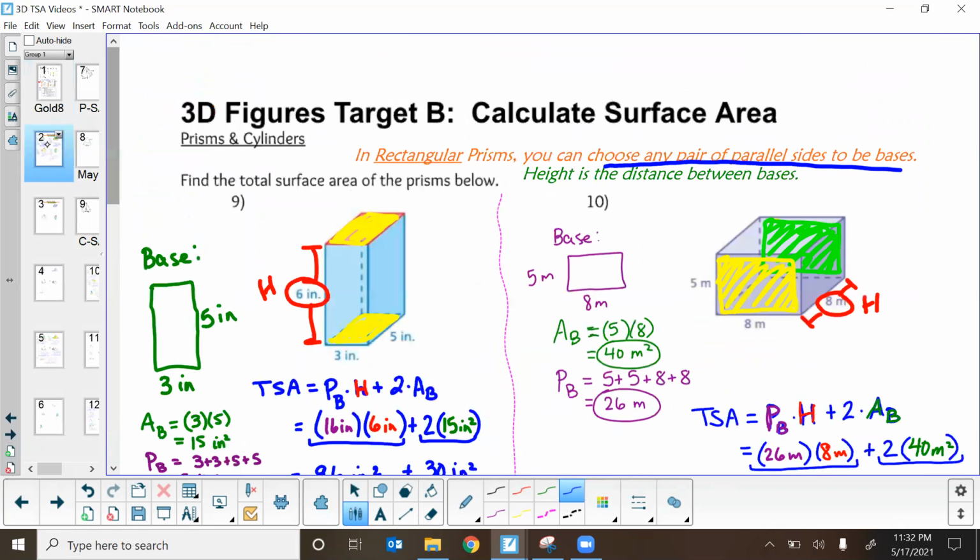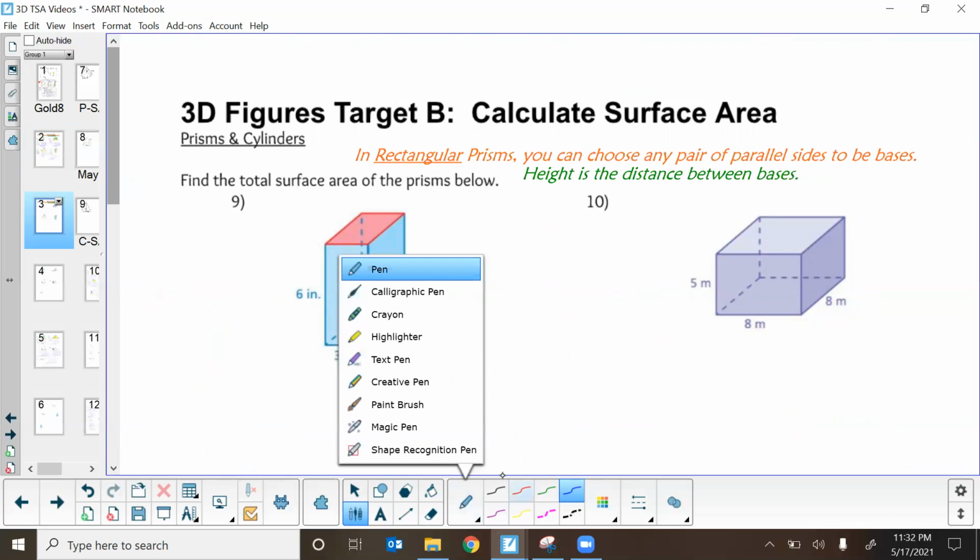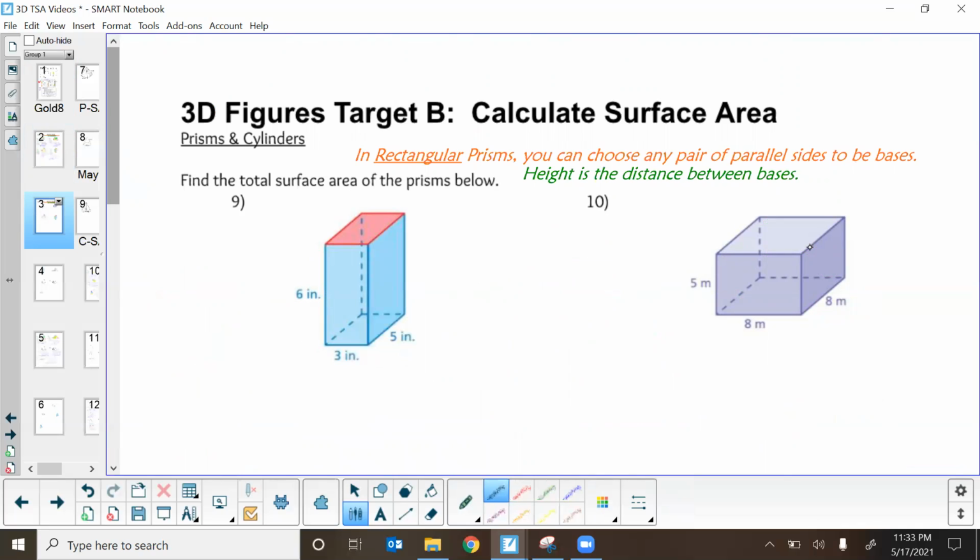So when you have rectangular prisms, you have some choices. Your bases have to be parallel and congruent. So they could be the top and the bottom, the front and the back, or the left and the right. We're just going to do one of these, and I'm just going to choose the left and the right to be the bases. So I'll shade those in.